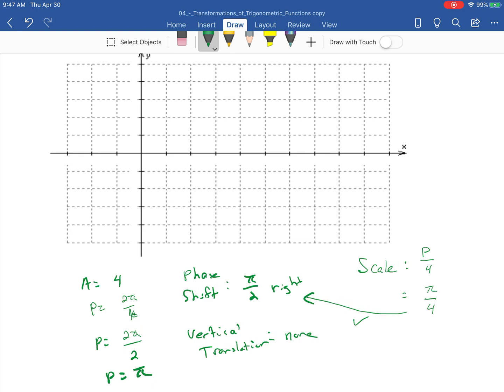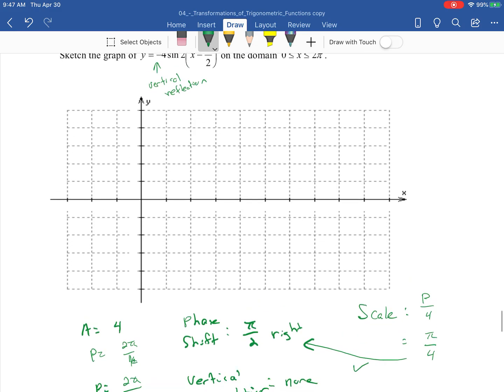If you're not sure what I mean by it working well, you watch. I can look at that and see that pi over 4 is going to count out to pi over 2. Well, I've got everything I need. I haven't forgotten about the vertical reflection, though. The scale has got to go up to amplitude 4. So 1, 2, 3, 4, negative 1, negative 2, negative 3, negative 4.